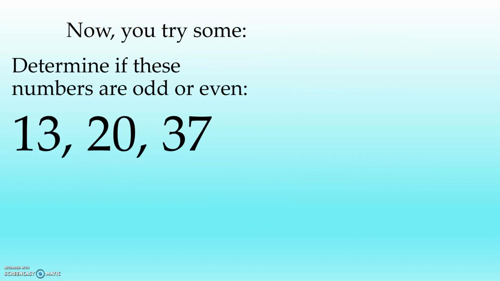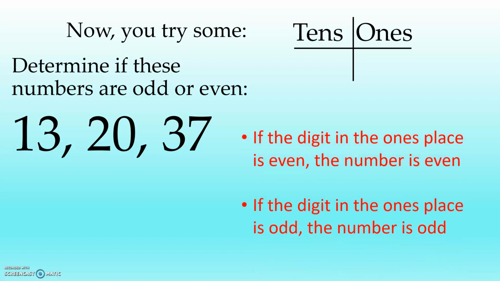So you try some. We're going to see if these numbers are odd or even. You have 13, 20, and 37. Make sure you make a place value chart. And remember your rules. If the digit in the ones place is even, the number is even. If the digit in the ones place is odd, the number is odd. So you can use a sheet of paper and work on these numbers, and you can pause it while you work on this, and then we'll come back.